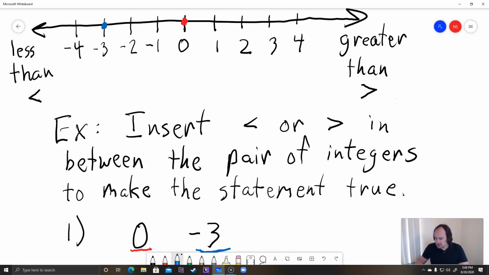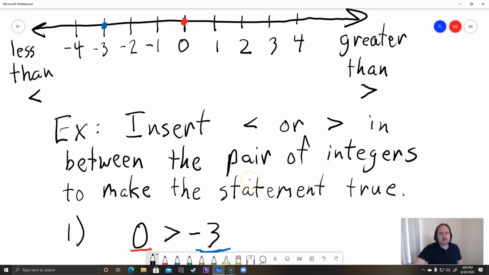So then the question is, 0 greater than or less than -3? Well, what we can see here is that 0, the red dot, is actually to the right of -3, which is the blue dot. So 0 is greater than, it's to the right of -3. So 0 is greater than -3. So we go ahead and put in a greater than symbol here. Okay, so we go ahead and write greater than.